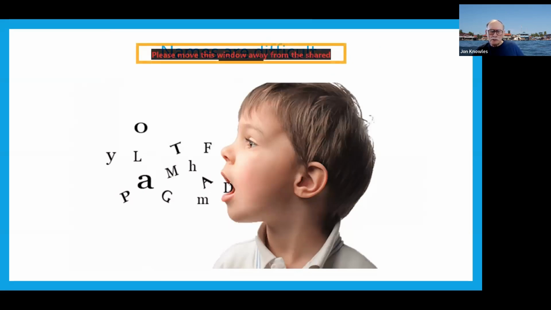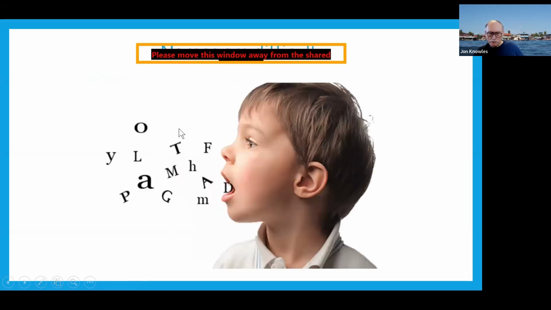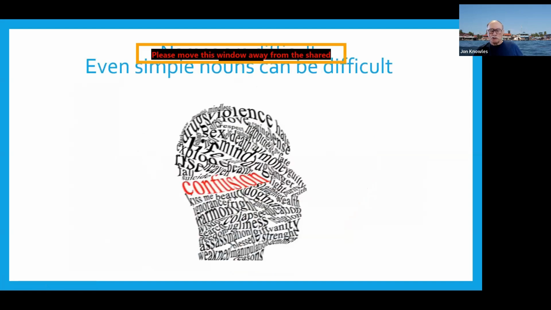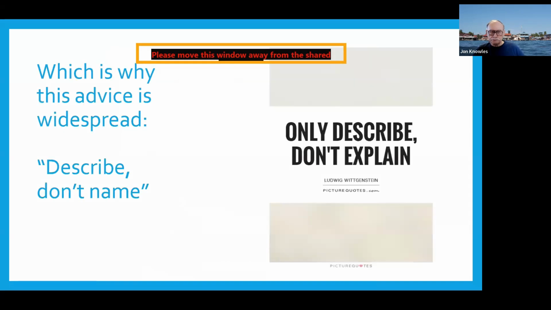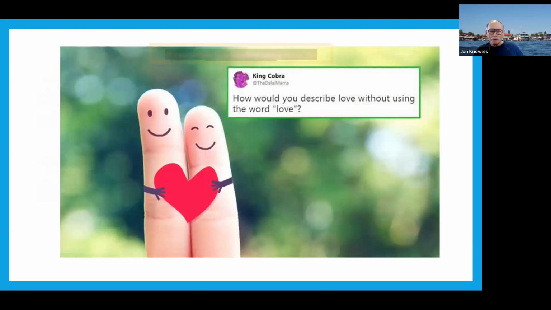Also, words can be difficult. I'm sorry, I'm not sure if people are seeing this problem that I have here with the visuals. Anyway, words can be difficult, even simple nouns can be difficult, which is why this advice is widespread: describe, don't name. Or as Wittgenstein said, only describe, don't explain. So how would you describe love without using the word love? You would use something cute like this, maybe, that would do a good job.